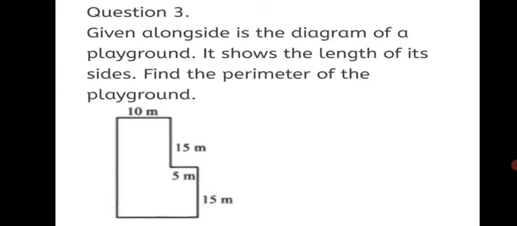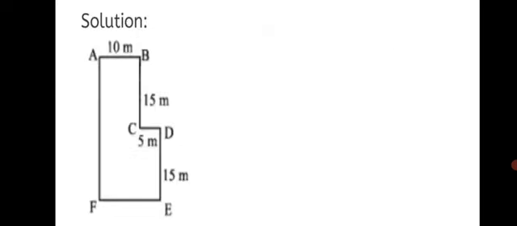Question 3. Given alongside is the diagram of a playground. It shows the length of its sides. Find the perimeter of the playground. Now here you can see sides are mentioned, and accordingly we will find the other sides also. So let's have a look at the solution.